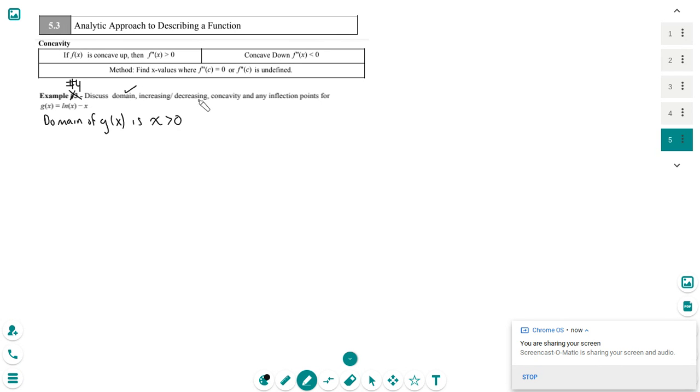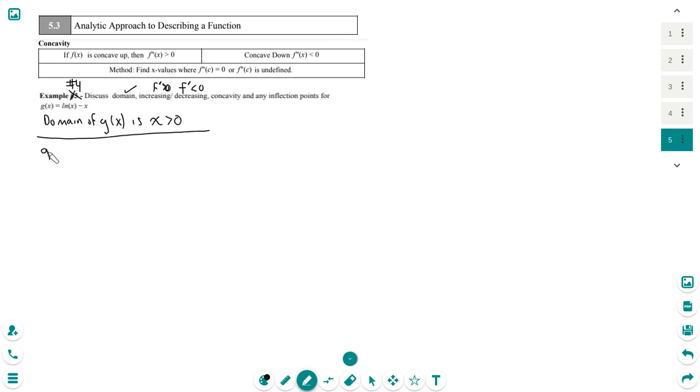All right, now to talk about increasing and decreasing, you have to recall that that's the first derivative that we're looking at. So this is looking at when the first derivative is greater than 0, and we're looking at when the first derivative is less than 0 for decreasing regions. Okay, so let's test that out. All right, first derivative, so this g prime of x. Well, the derivative of ln of x is 1 over x minus, and the derivative of x is 1.